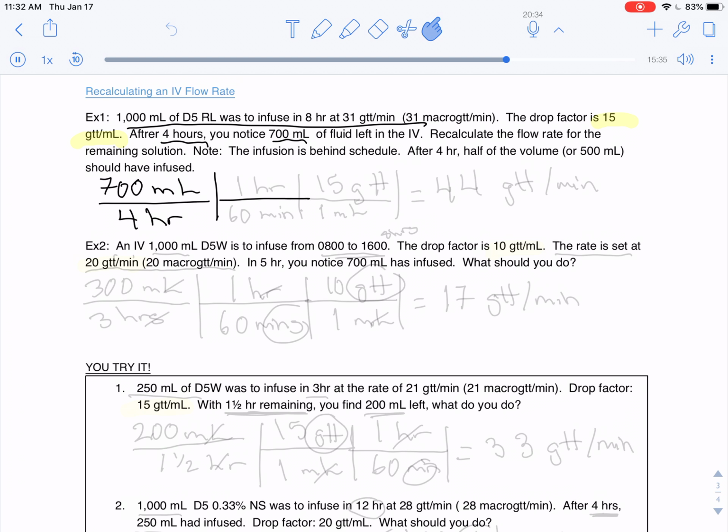So we're going to convert hours into minutes. So 1 hour is 60 minutes. And our conversion factor is that 1 milliliter is 15 drops. So then our final answer comes out to be around 40 drops per minute.